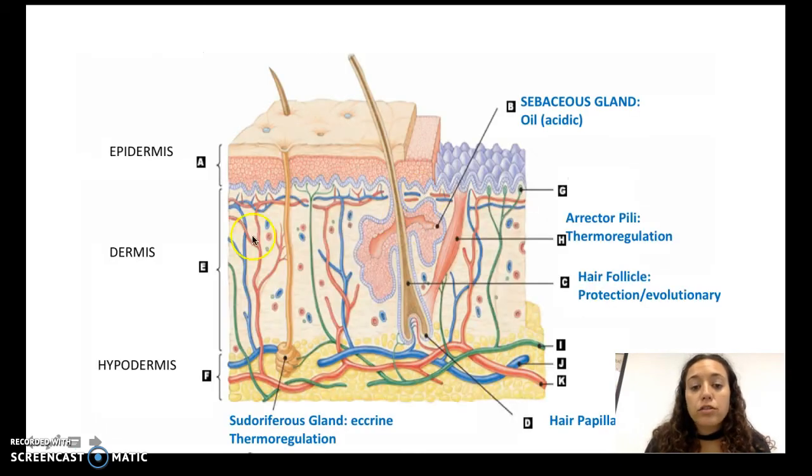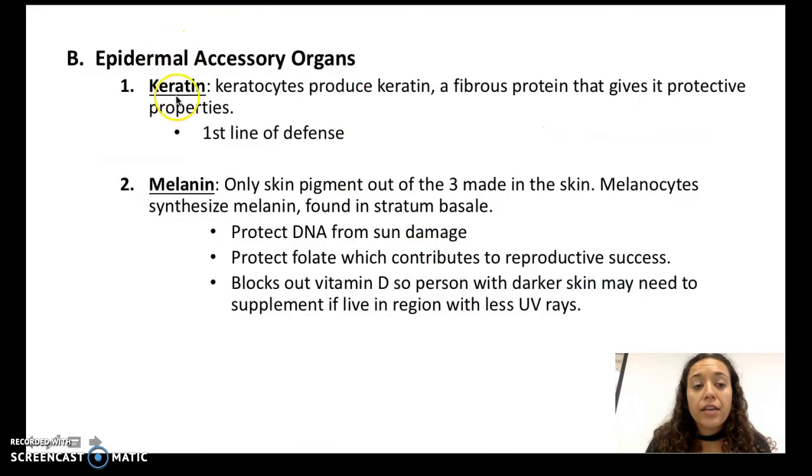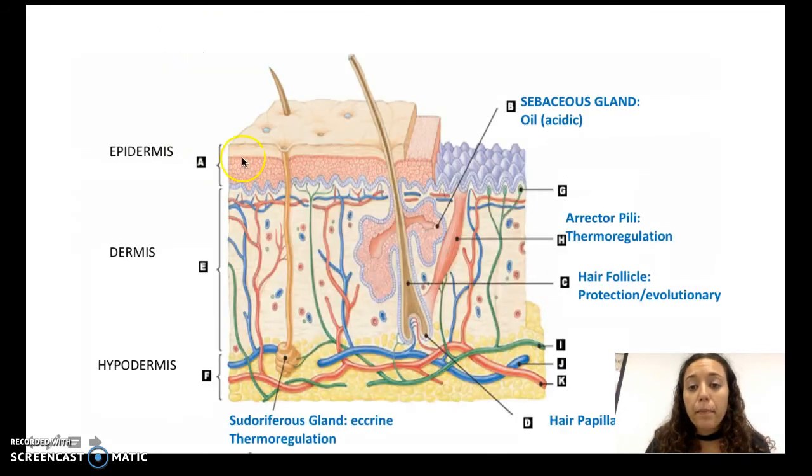Okay, so now we'll get into the dermal layer. So in the epidermis, the two main things are keratin and melanin. And then in the dermis, you've got others. So the first one is the sebaceous gland. Okay, this is going to be secreting these oils that are very acidic on the surface, so that if any bacteria touches it, part of the first line of defense, it'll be done.